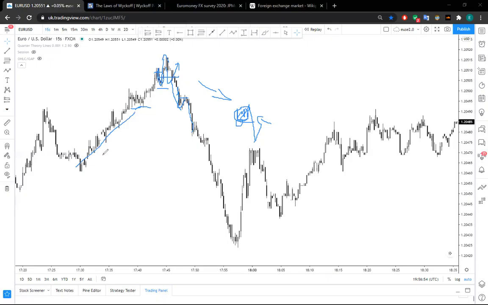All this liquidity got targeted. But yeah, I hope that answers it.